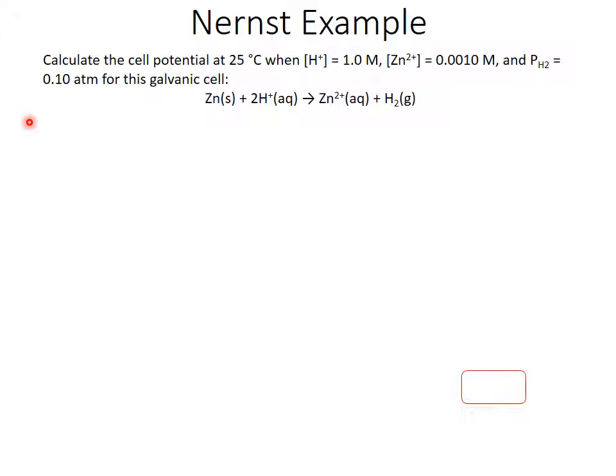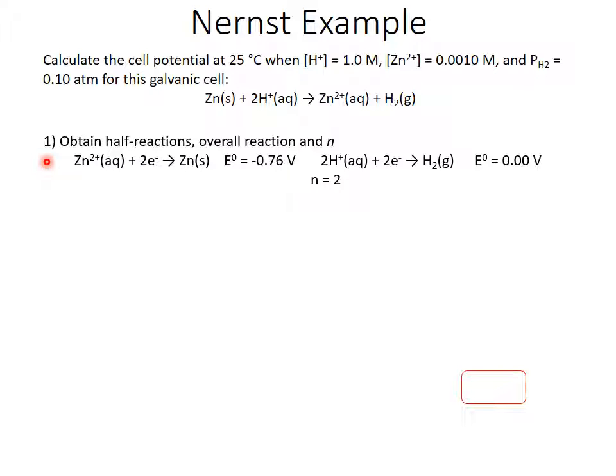Calculate the cell potential at 25 degrees Celsius when H plus concentration is 1 molar, zinc 2 plus concentration is 0.0010 molar, and the partial pressure of hydrogen is 0.10 atmospheres for this galvanic cell. Now you should recognize both of your half reactions here. We've got zinc being oxidized to zinc 2 plus. That's one of the ones you'll find on your table of standard reduction potentials. And also we've got 2H plus becoming H2. This is the standard hydrogen electrode, the SHE.